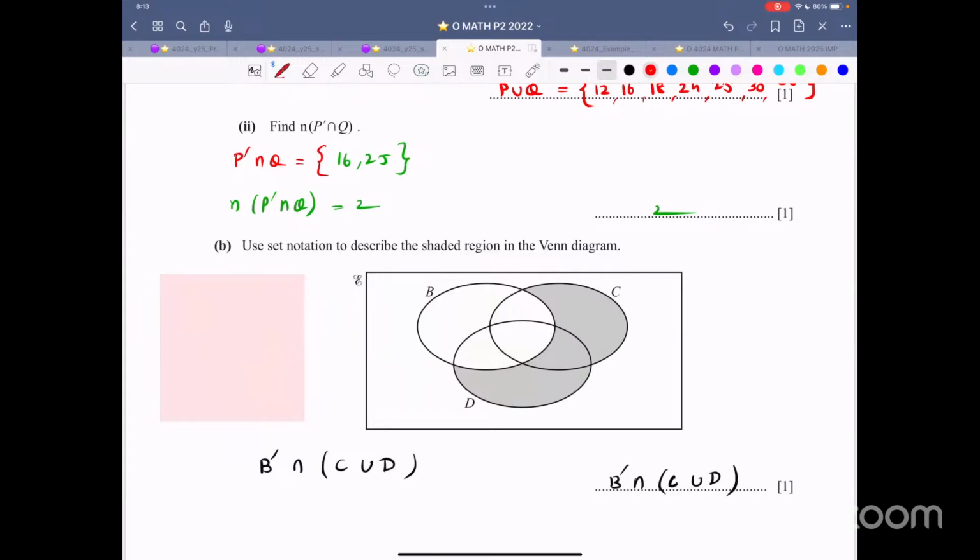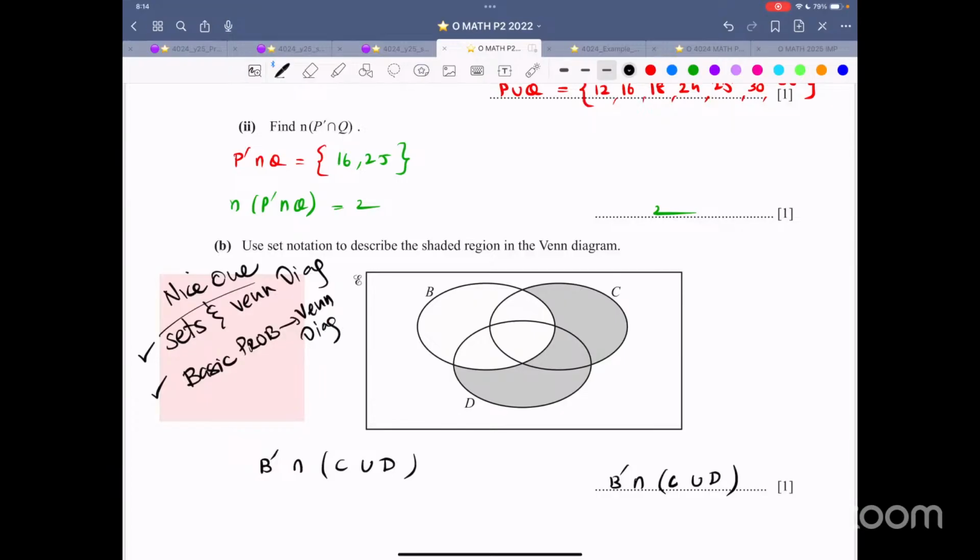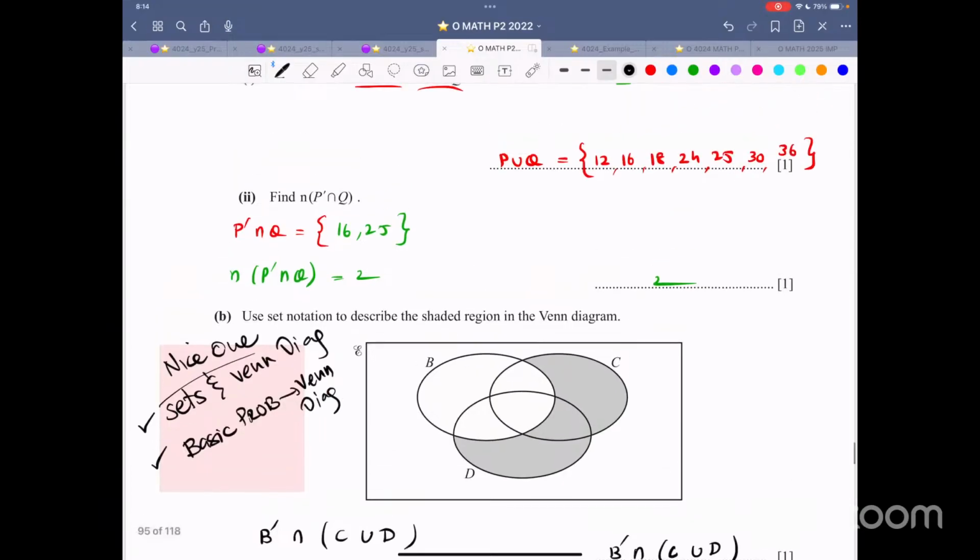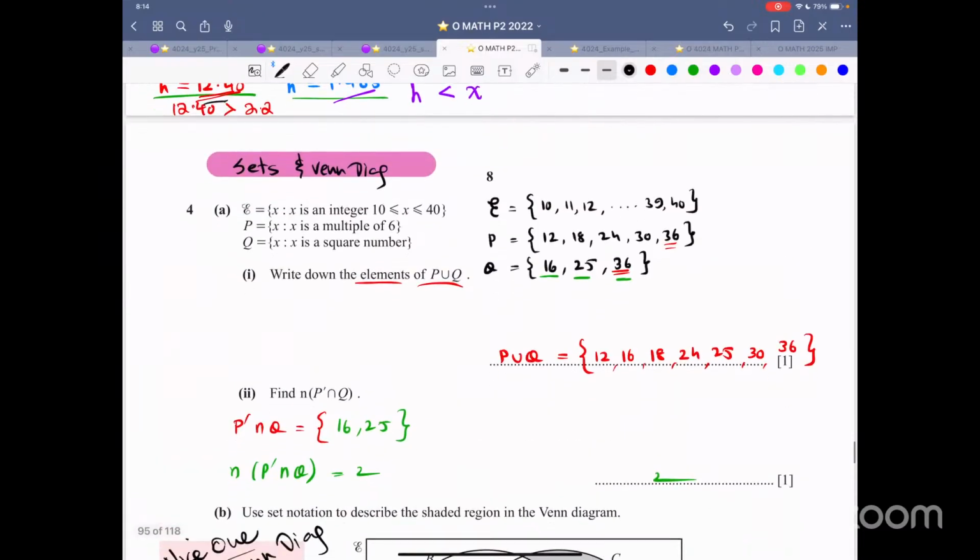This is about set notation. A nice one, about sets and Venn diagrams. It's also about basic probability based upon a Venn diagram. So sometimes they can ask even this basic question. Got it? So now it says sets and Venn diagram.